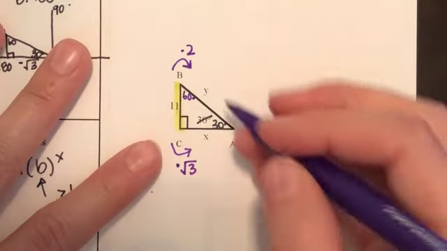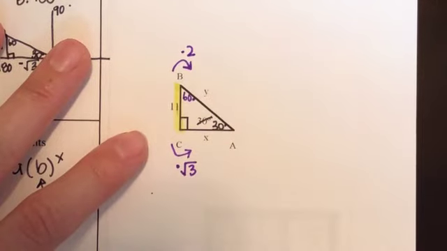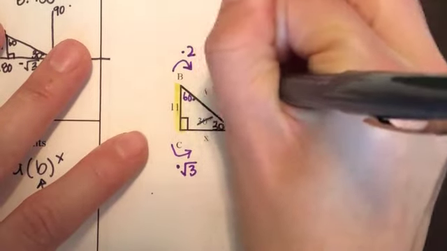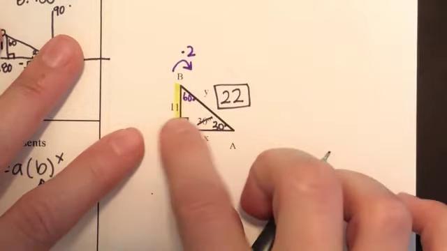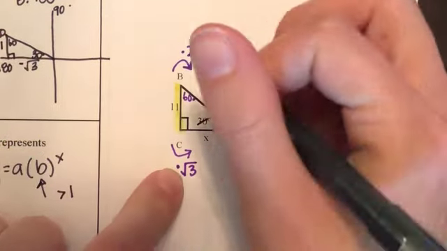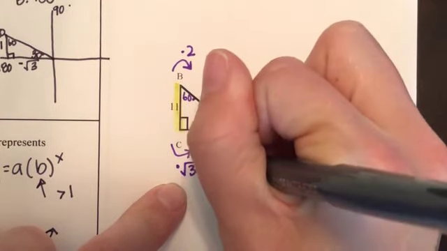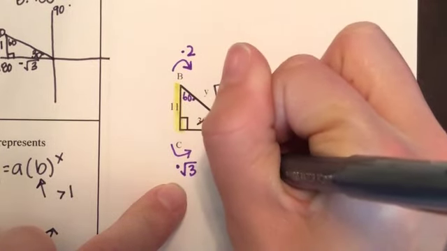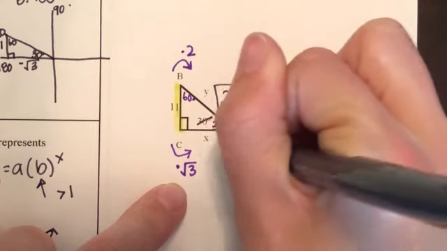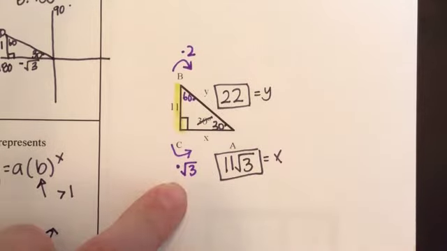And so what you're going to do is take that and multiply it by 2. That'll tell you the length of the hypotenuse. So y is going to equal 22. And then from that short leg to get to the longer leg, you're going to multiply by square root 3. 11 times square root 3 is just written like this: 11 times square root 3. So there's my answer for y, and there's my answer for x.